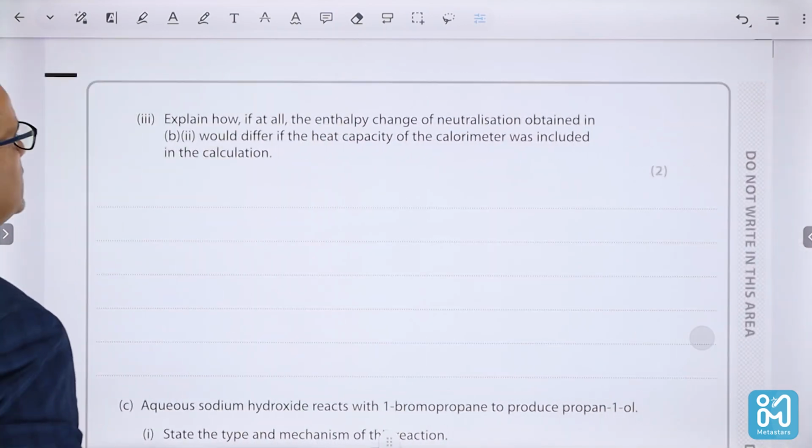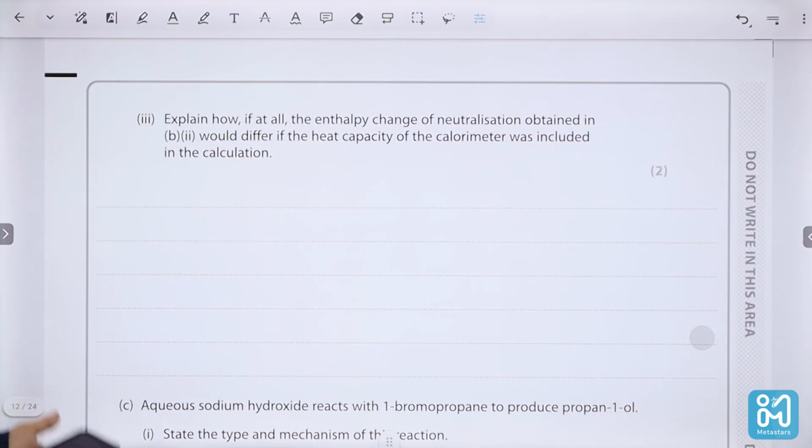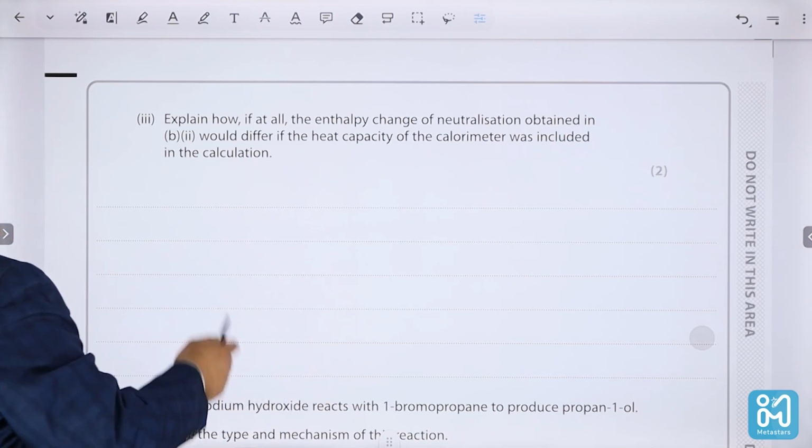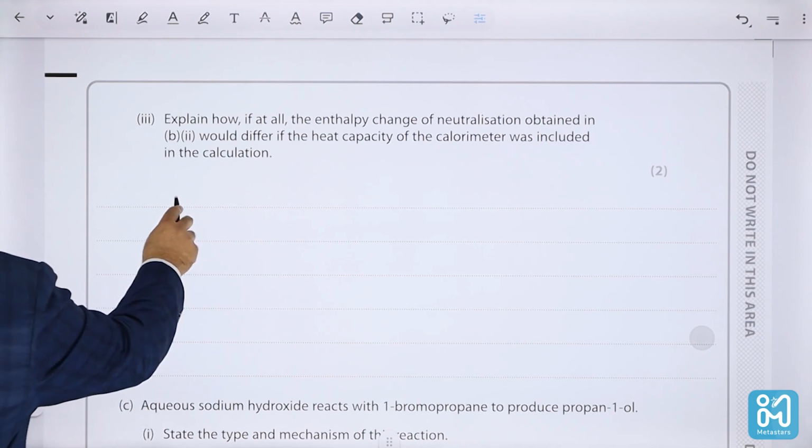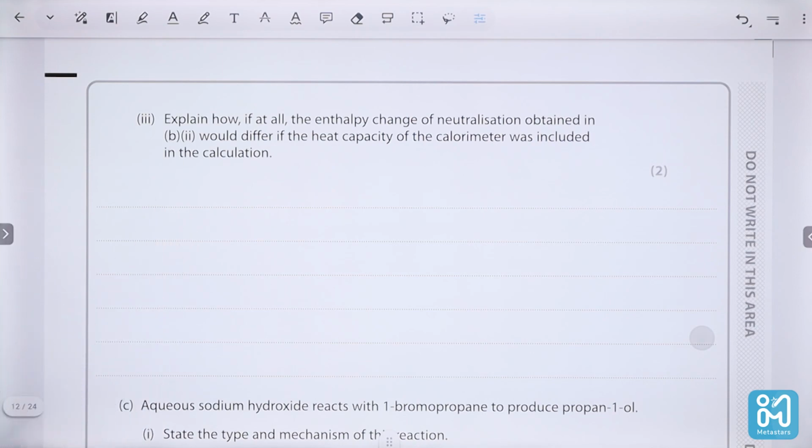What's the next? Explain how, if at all, the enthalpy change of neutralization obtained in B(i) would differ if the heat capacity of the calorimeter was included in the calculations. As you can see, if it is included, this shows the calculation was not taking into account the calorimeter, and this will make it more exothermic. It will be more exothermic because the heat capacity would be greater.